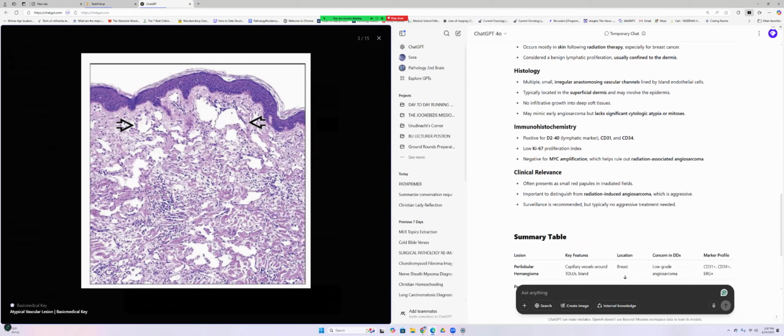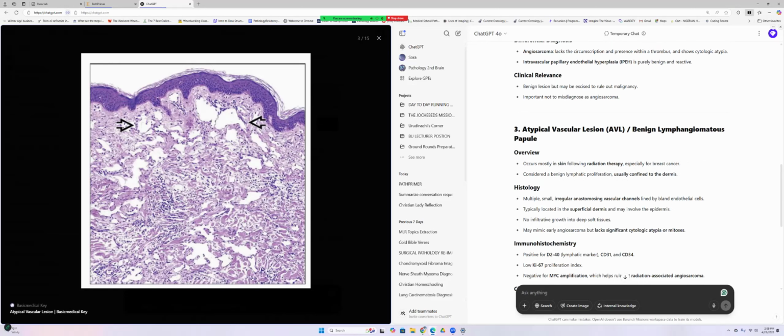What molecular marker helps to rule out radiation-associated angiosarcoma in this entity? MYC amplification. MYC amplification is usually associated with radiation-associated angiosarcoma. This entity will not have MYC amplification, and Ki-67 will be low. All of these will be positive for endothelial markers like CD31, CD34, maybe ERG. The other one was positive for factor VIII related antigen, which we found in papillary endothelial hyperplasia.